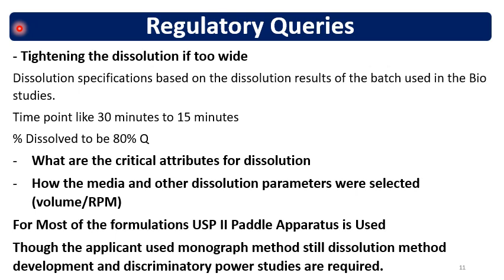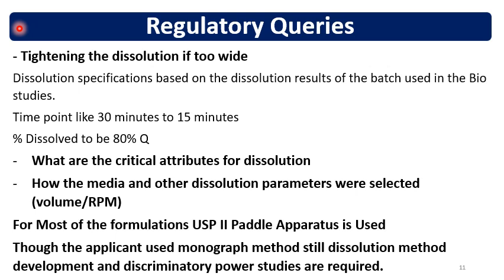Dissolution specifications are based on the dissolution results of the batch used in the bio studies or clinical studies. Time point like 30 minutes to 15 minutes: if you have given a time point of 30 minutes, the agency will ask you to make it 15 minutes, and the data should be there to support that tighter specification. Then percent dissolved to be 80% Q. If you have given 70Q at 30 minutes, and if you are getting good dissolution at 15 minutes, then the regulatory agency will ask to make it 80Q at 15 minutes.